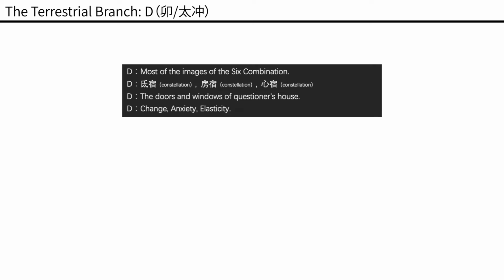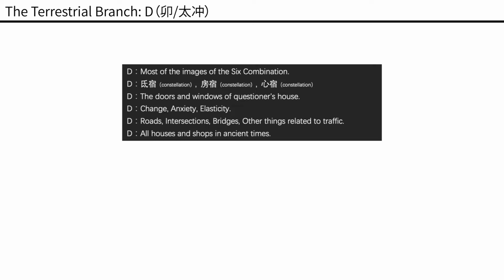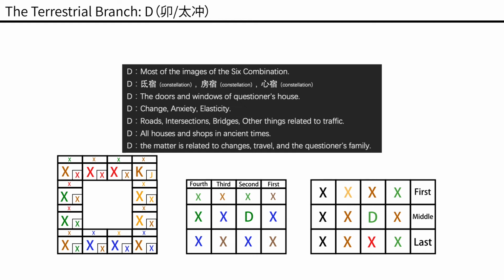D represents change, anxiety, elasticity. D represents roads, intersections, bridges, and other things related to traffic. D represents all houses and shops. In our actual prediction, when you meet D in the 4 lessons and the 3 transmissions, we first judge that the matter is related to changes, travel, and the questioner's family.